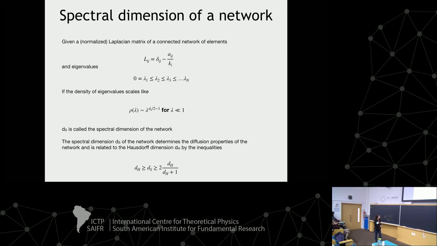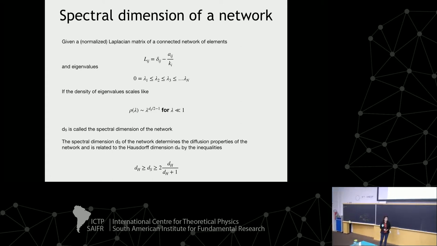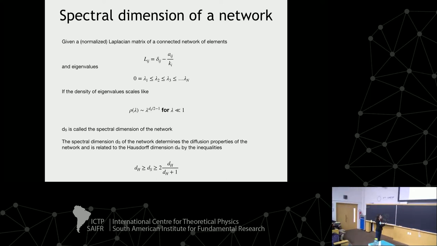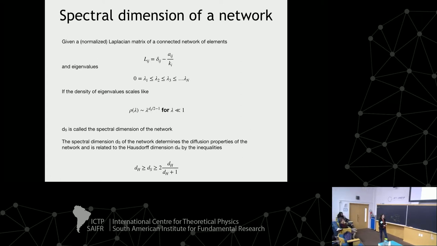The system is connected. And then we have a clear signature of geometry, meaning that these networks do not have a spectral gap, but they have a spectral dimension, meaning that the cumulative distribution of eigenvalues grows like a power of lambda, with a power that depends on this quantity, which is called the spectral dimension of the network. And the spectral dimension is known to be related to the Hausdorff dimension by this relation. Since the Hausdorff dimension for our lattices is infinity, we will explore only spectral dimensions greater than 2.